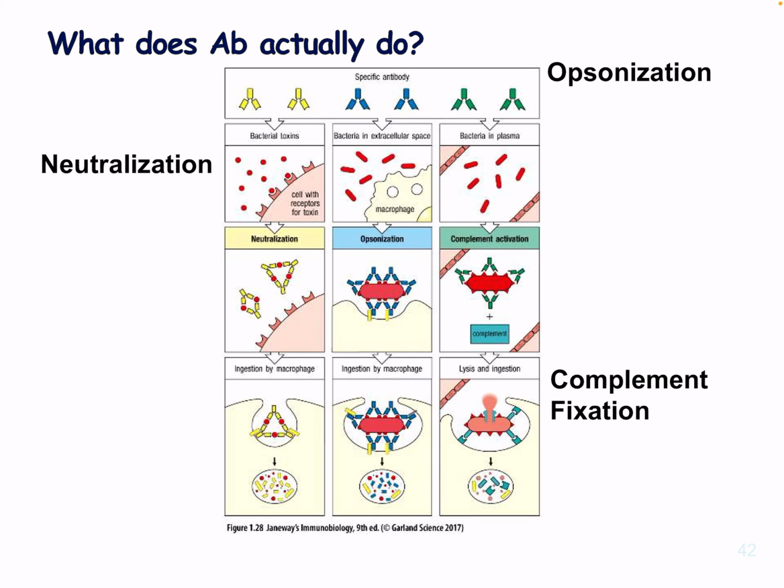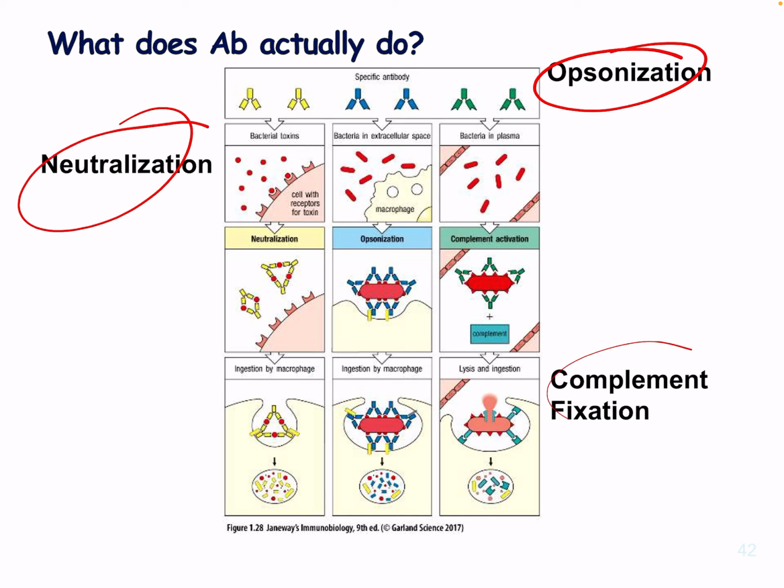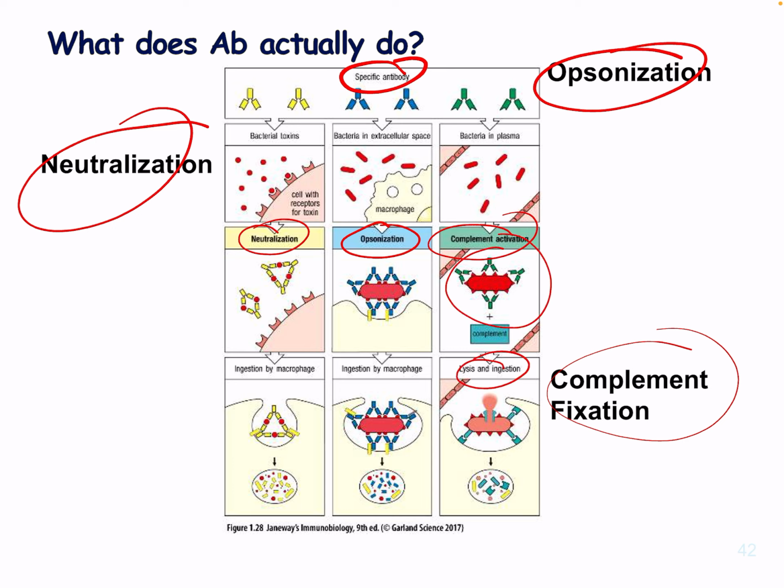So the main functions of antibodies, as we discussed before, are opsonization, neutralization, and complement fixation. Here you can follow the 3 different roles and see the different functions depicted. So complement activation, lysis and ingestion. Opsonization makes it easier for macrophages to see the pathogen and phagocytose it. And neutralization causes ingestion by macrophages, so it inactivates the virus and makes it exposed to phagocytosis.